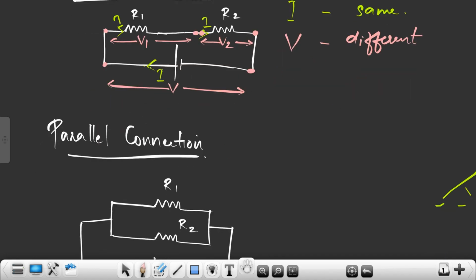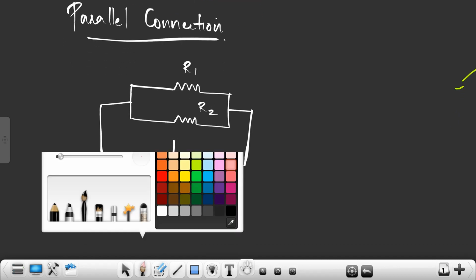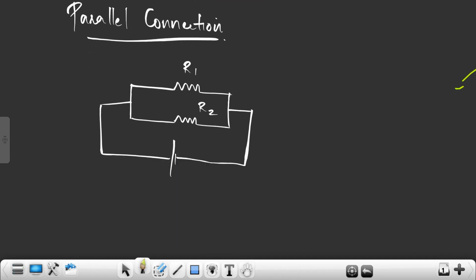Next, we can go to the next connection, parallel connection. What about the current? When the circuit is on, the current I flows through the circuit. When it reaches this junction, it has two paths. So, one amount of current passes through R1, let it be I1 ampere, and the other part of the current flows through R2, let it be I2. So we can say that when two resistors are connected in parallel, the currents passing through the resistors are different.